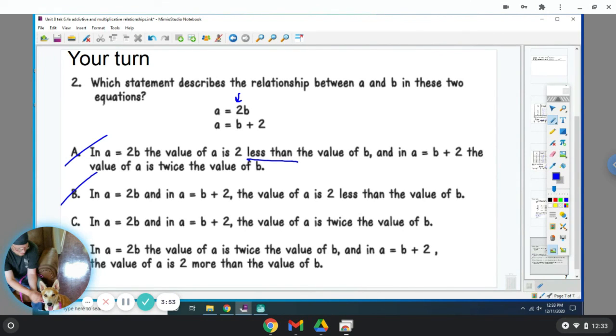So C says the same thing, it says twice the value. All right, in 2b, the value is twice the value of b. That's good. And a is equal to b plus 2 is the value is 2 more than the value of b. Good, that's correct. All right. Thank you, guys.